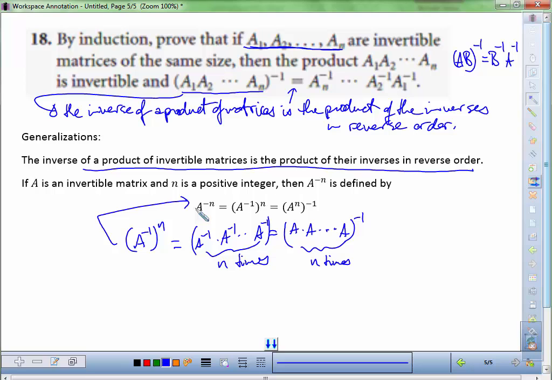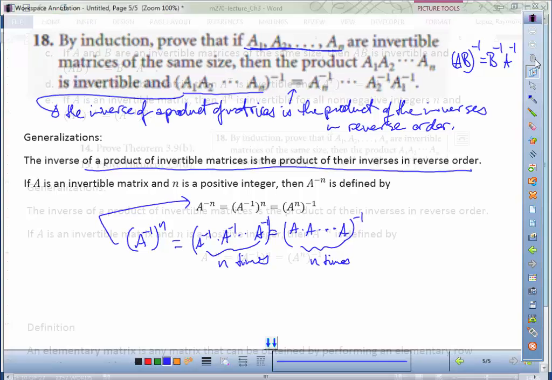Okay? All right, so that's just a generalization. I guess the best way to do this is to prove number 18. If you prove number 18, then all these other ones would just follow, and that doesn't need to be proven. So it would be more like a corollary if we prove number 18. Okay.